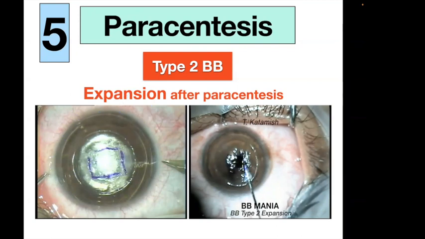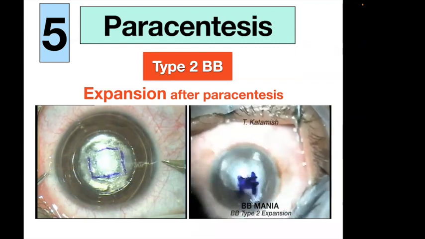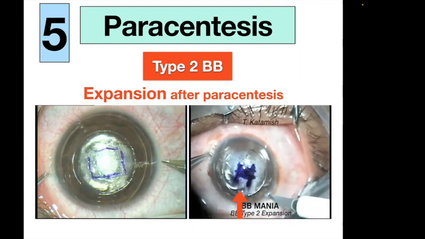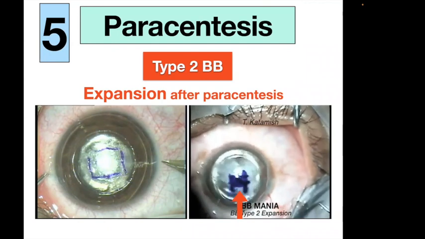This is another example of bubble expansion. This is a big bubble type 2. Look carefully at this site. When you open, the bubble will expand. So you have to be very careful during paracentesis not to damage the big bubble by yourself.